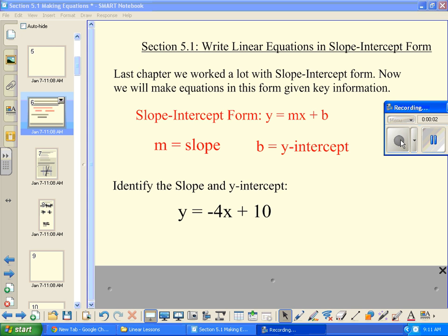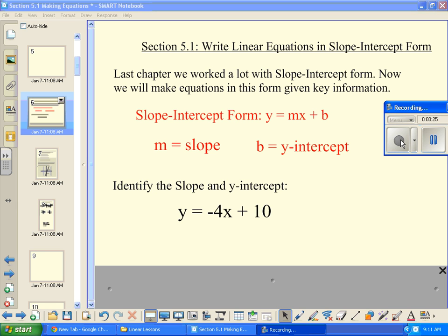Today's lesson is on section 5.1, writing linear equations in slope-intercept form. We just got done with chapter 4, and in chapter 4, a lot of times we took some information, either an equation or ordered pairs or intercepts, and made some kind of graph. In chapter 5, a lot of what we do is we take information and make some kind of equation. So sometimes just going backwards from things we used to do.